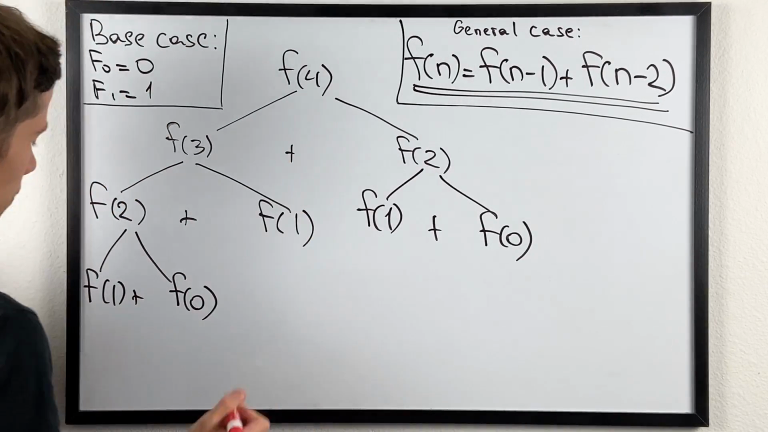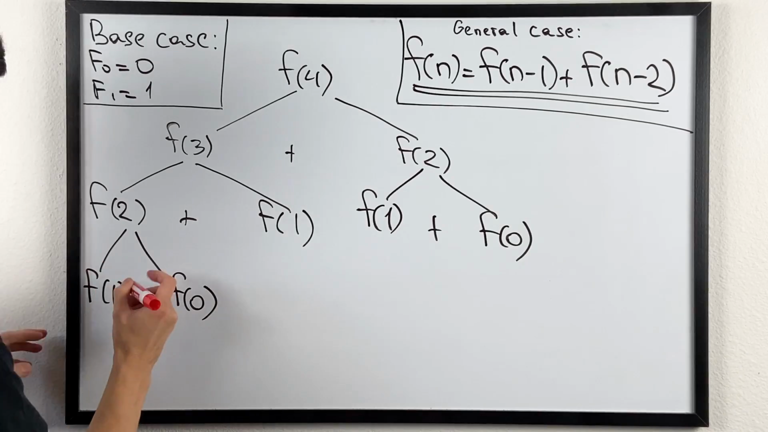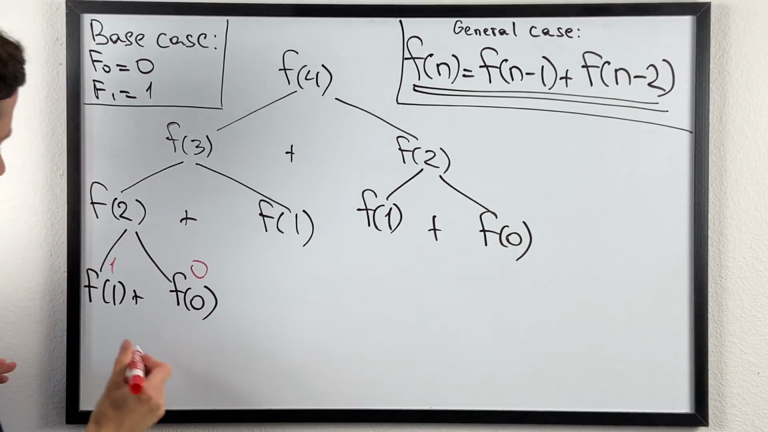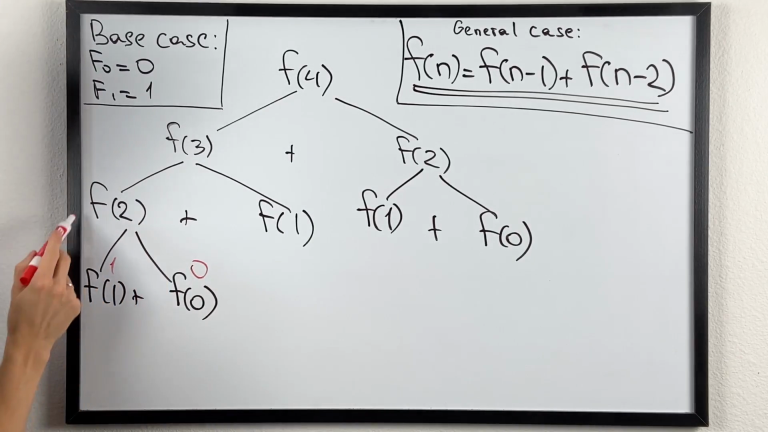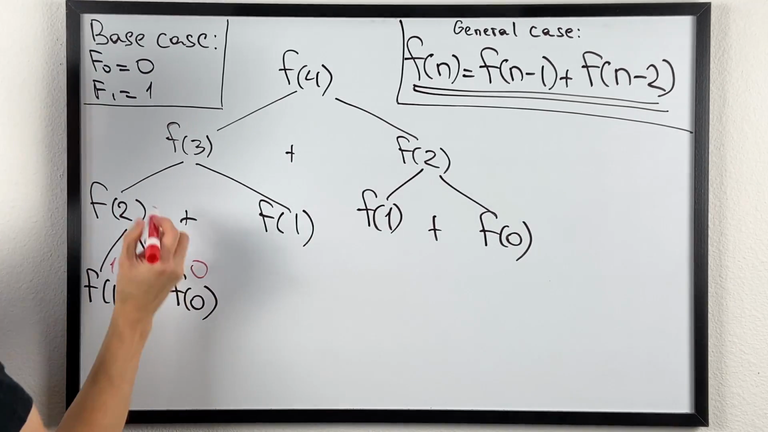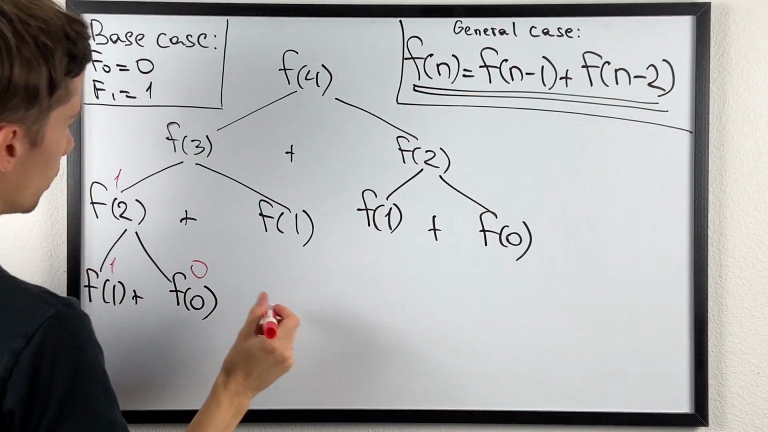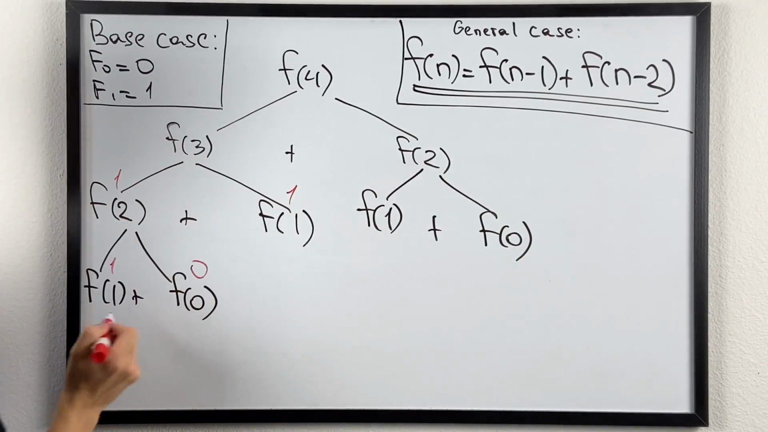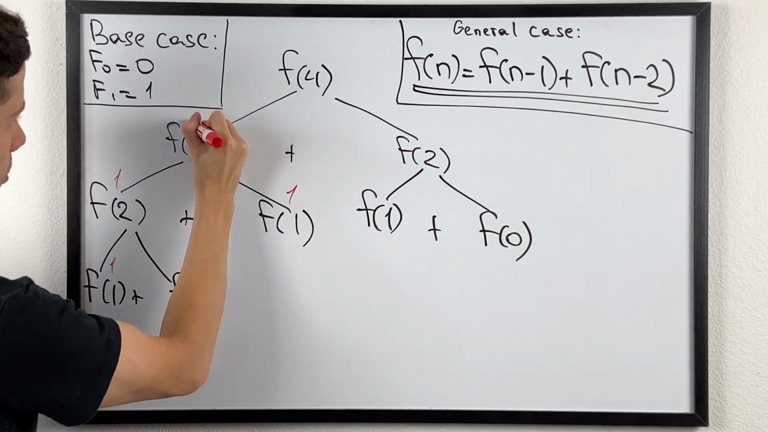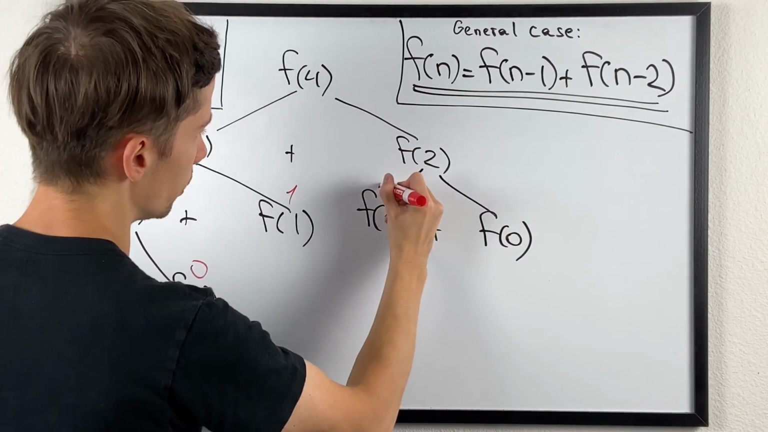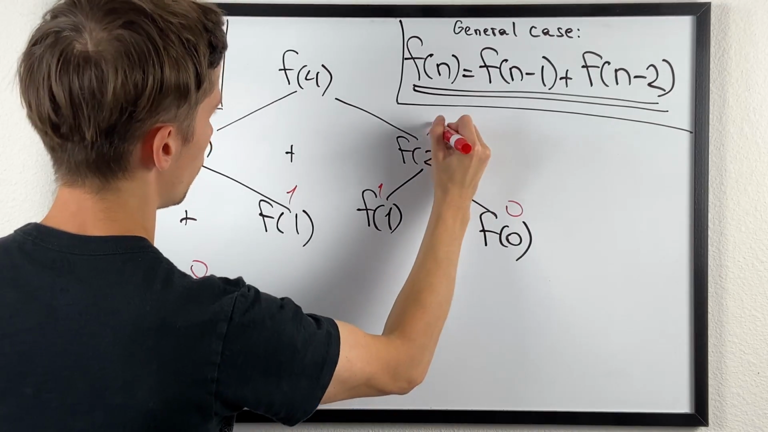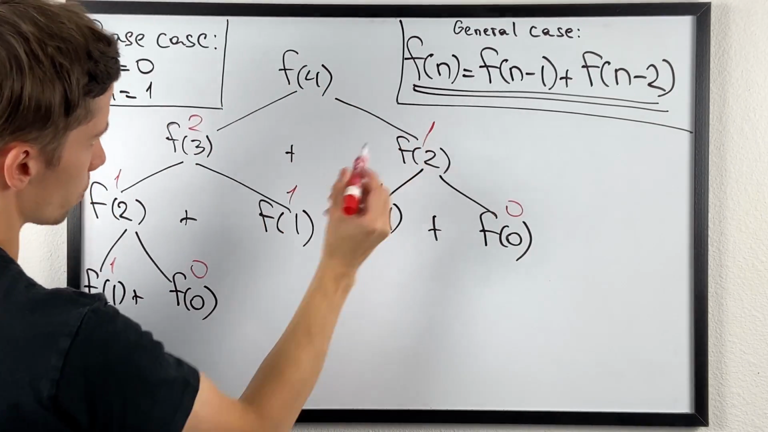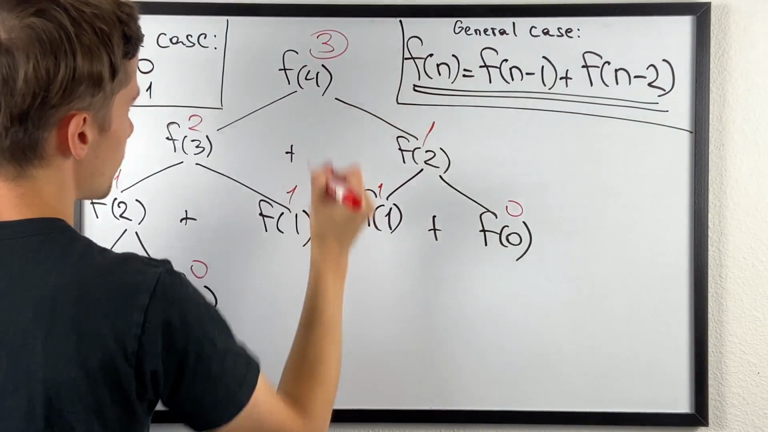So we can wrap this recursion back. Fibonacci of 1 returns 1. Fibonacci of 0 returns 0. So this function, Fibonacci of 2, will return 1 plus 0, 1. And Fibonacci of 1 returns 1. So Fibonacci of 3 will return 1 plus 1, 2. And the same thing over here. Now we can find Fibonacci of 4, which will return 2 plus 1, 3. And that's our answer.